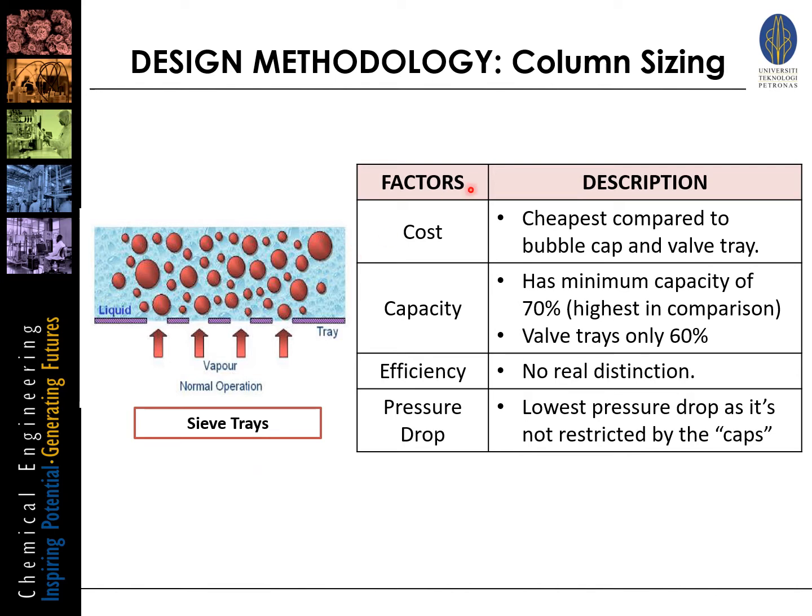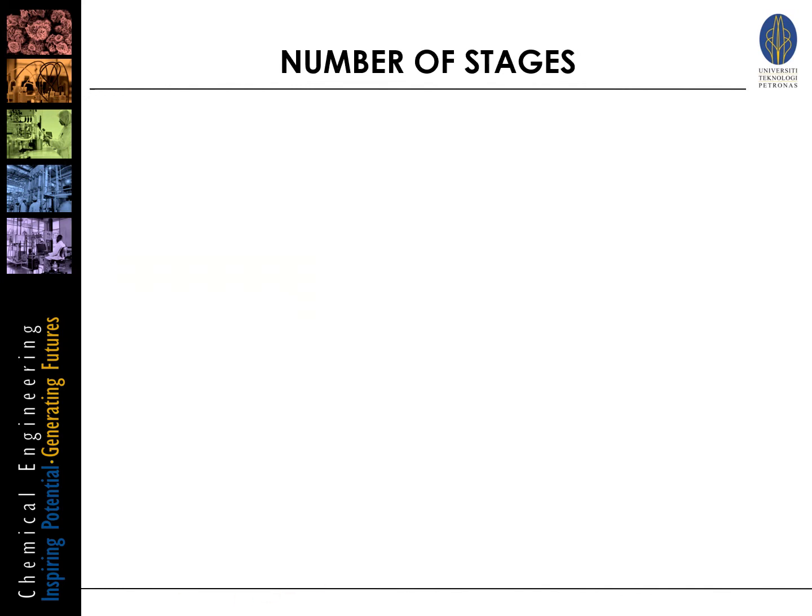Firstly, in terms of cost, the sieve tray is the cheapest compared to the bubble cap and the valve tray. In terms of capacity, it has a minimum capacity of 70%, whereas the valve tray is only 60%. The bubble cap tray is only suitable for operations with lower vapor and liquid flow. In terms of efficiency, all three are efficient, so there is no real distinction. Finally, for pressure drop, the sieve tray experiences the lowest pressure drop as it is not restricted by caps. So it is determined that the sieve tray is the suitable tray for this operation.